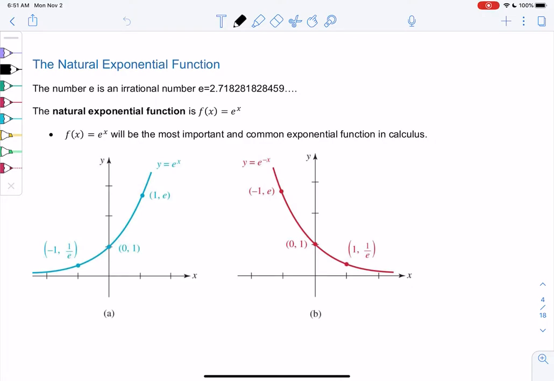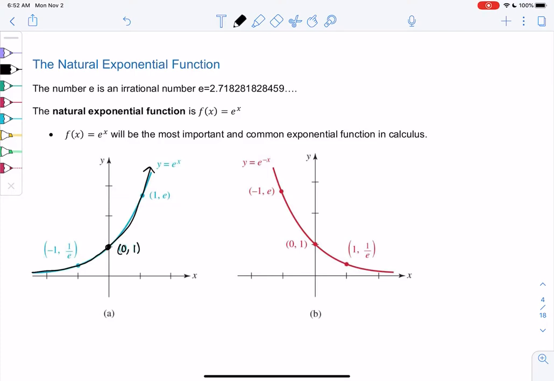This will actually be probably the most common and most important one you'll use in calculus. It has easier properties than all the other bases. So on the left side, we have the graph of e to the x. We're going to start off flat and go up slowly. You'll notice it goes through (0, 1), just like all the other exponential functions. And then the other points just involve e.